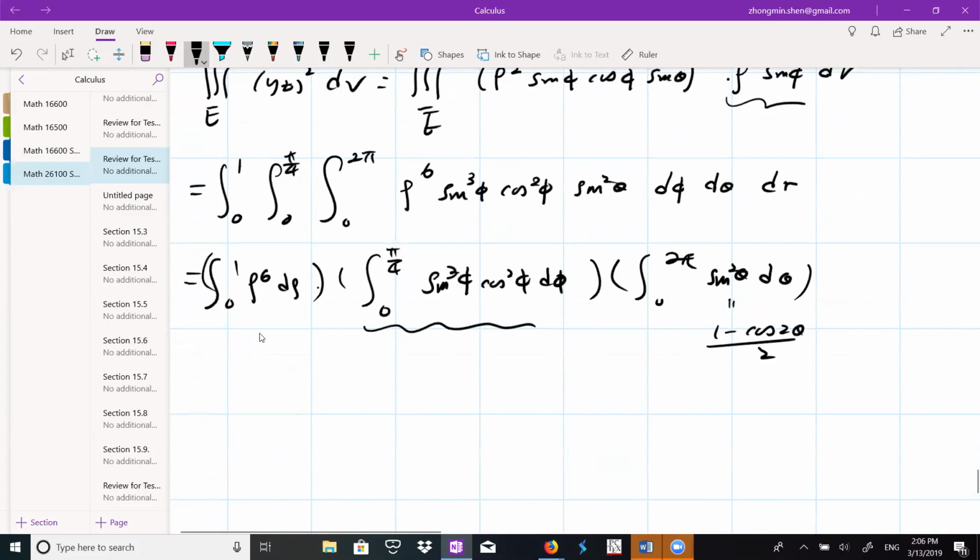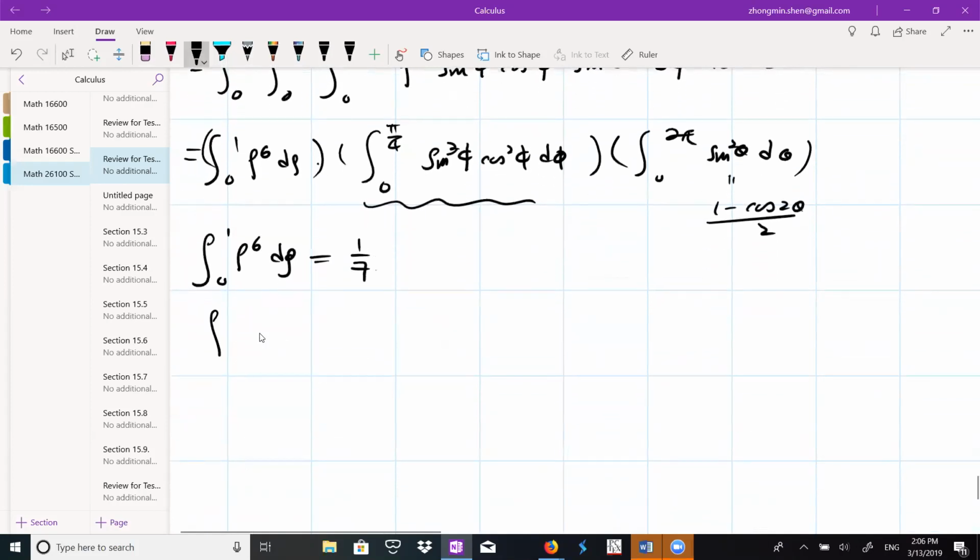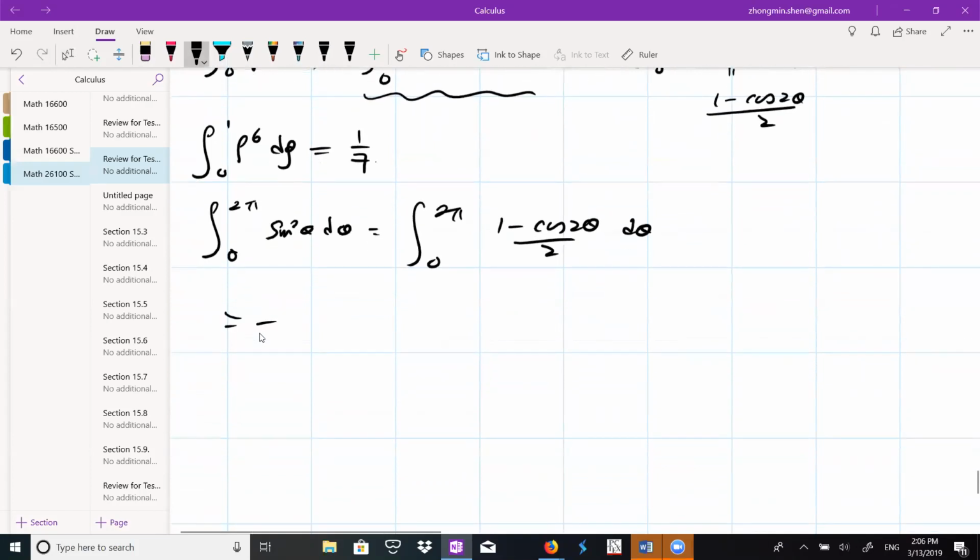Yeah, let's do one by one. The rho integral is going to be 1/7. Clear, right? Another easy one is the theta integral, with 1 minus cosine 2 theta divided by 2. The integral of cosine 2 theta from 0 to 2 pi is 0, so the result is just pi.